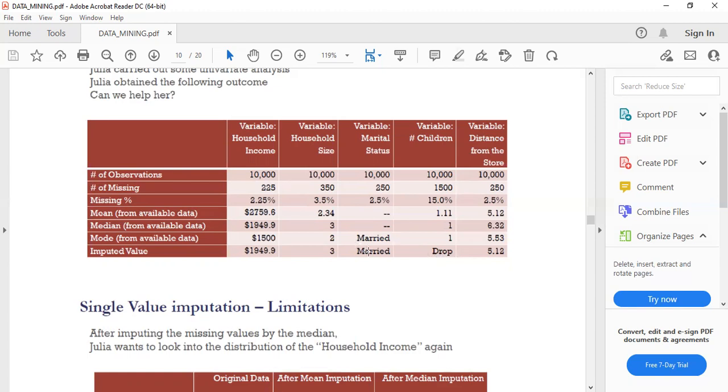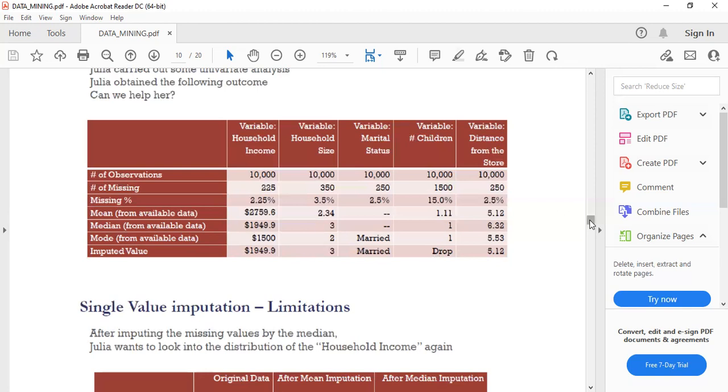So for marital status, the mode is the imputed value for missing values. And 3 is the imputed value for missing values in the case of the variable household size, because it is the median. Here we consider the mean for the variable distance from the store. 5.12 is the imputed value for missing values. And you have to drop missing values for the variable number of children.